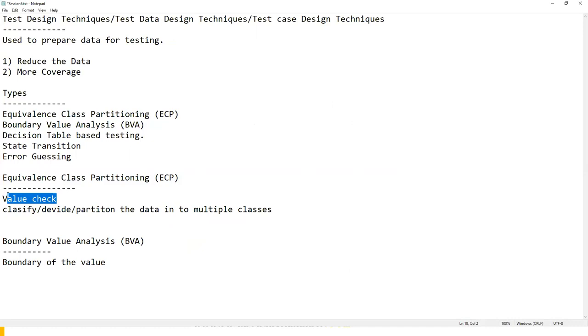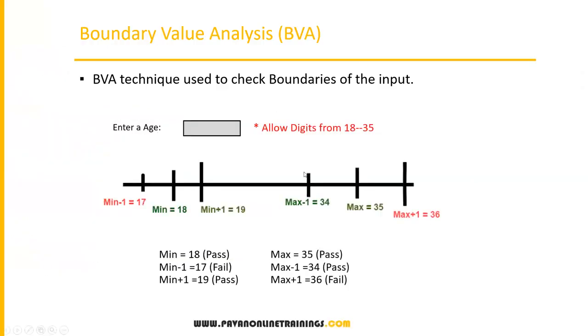What is the value we are entering in the text field? In boundary value analysis, we will concentrate on the boundaries of the value. Mainly boundaries we will test. So I'll give you one example. What is boundary value analysis? We can call it the BVA technique. The BVA technique is used to check the boundaries of the input.